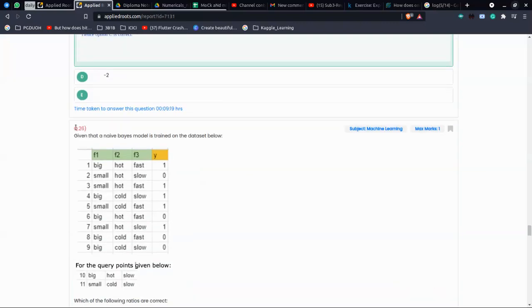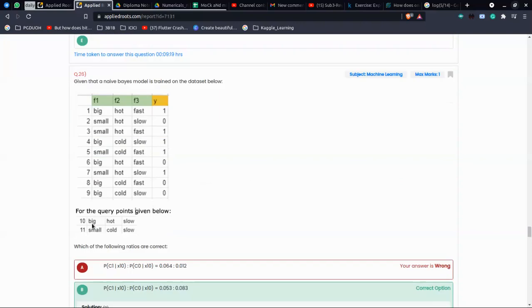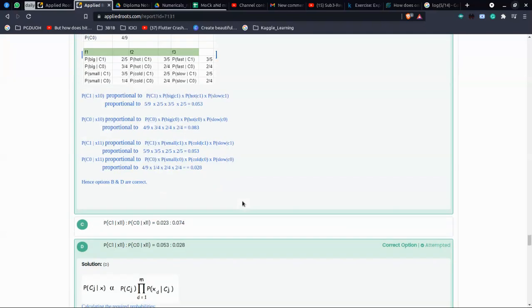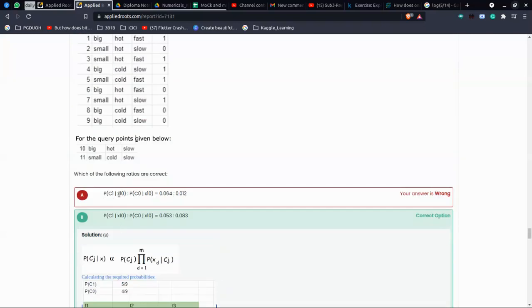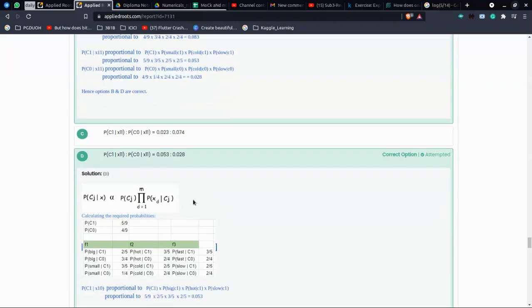So let's take this question 26. We have some data set, and the query points are there. What if it is big, hot, and slow? If small, cold, and slow. So what is the predicted value of y? They are not asking for the answer, they are asking for the ratio: P of C1 given x10 and P of C0 given x10. So we need to find this ratio, and see whether option A is correct or option B is correct, like that. Again, for C and D, the ratio is similar.